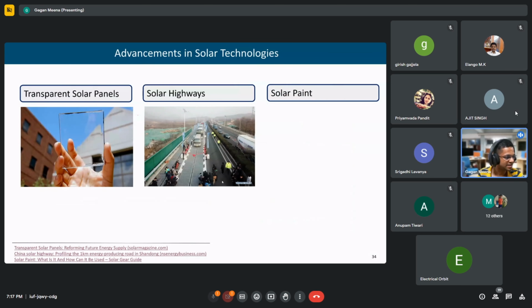Okay, so these are another few advancements in solar technologies. One is, have you heard of these transparent solar panels? Yes, this is one of the new developments. It's around 2-3 years old. If we have these transparent solar panels, we can use them in our cities.